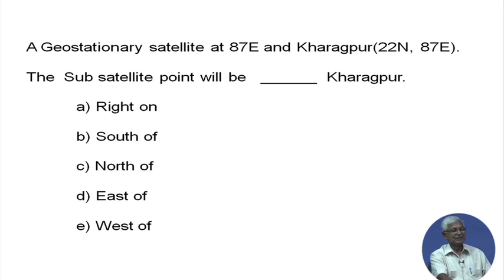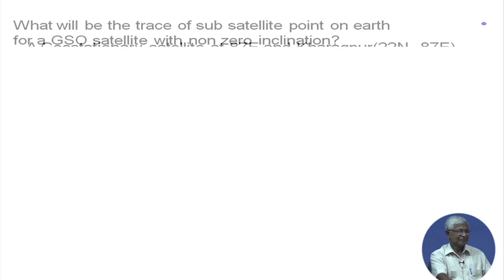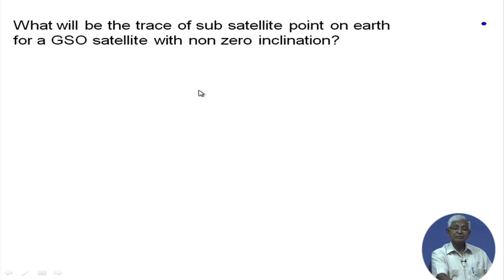Think. See, Kharagpur is north of the equator, it is not at the equator, and for a geostationary satellite, the sub-satellite point is on the equator. Therefore, the answer is that from Kharagpur, the sub-satellite point will be south of Kharagpur.